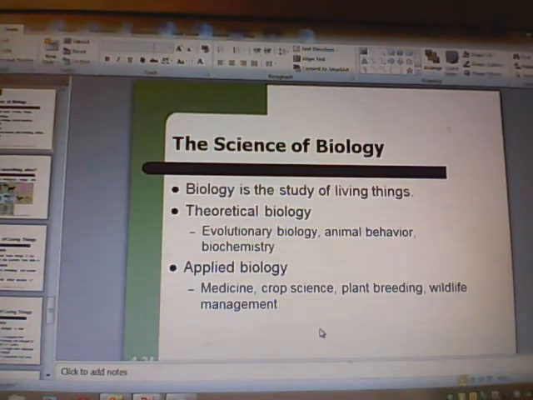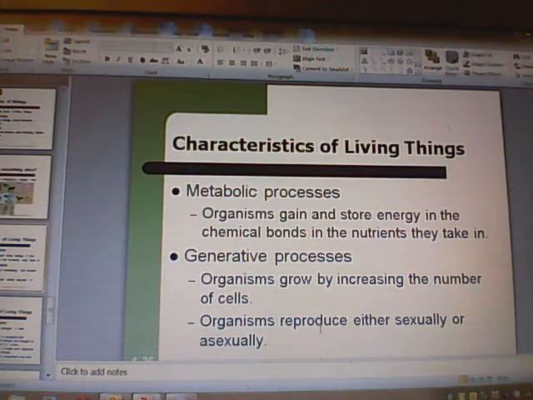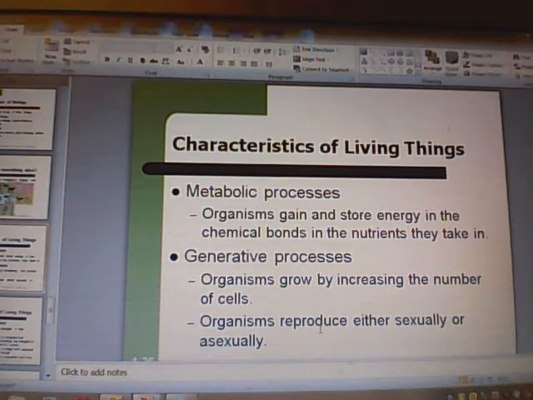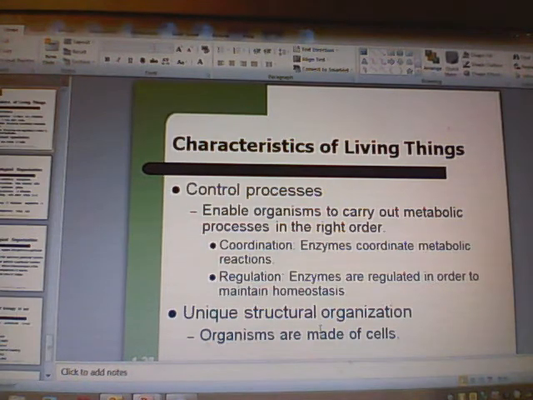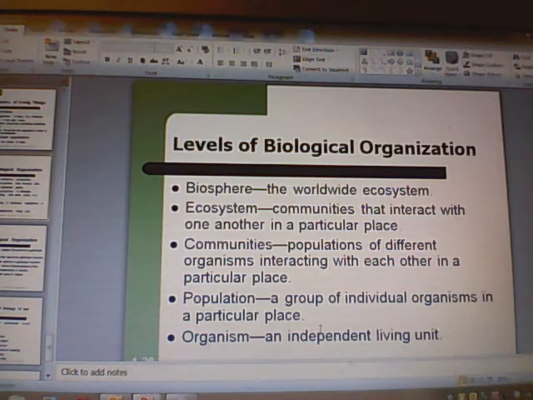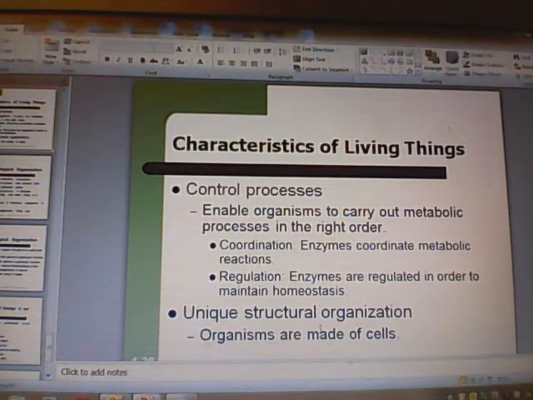The next thing you need to concentrate on in chapter 1 is the characteristics of living things. And so, metabolic process, generative processes, responsiveness, control, structural organization, and then the level of biological organization. Please know these. Please, like you can answer a couple of questions and gain a couple of points by knowing this. But also going back and just knowing what are characteristics of life.